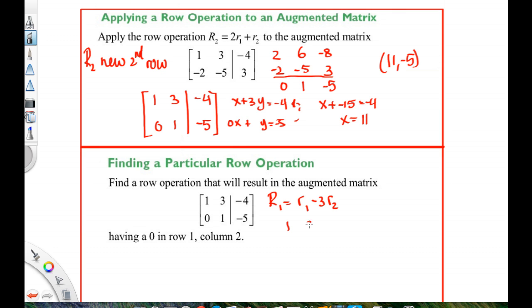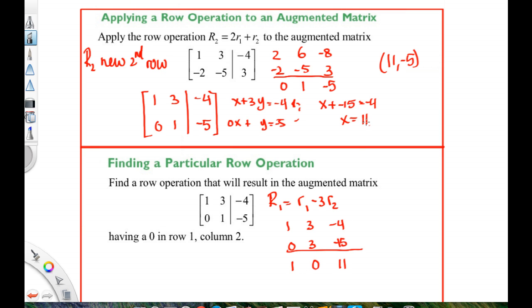So it's 1, 3, negative 4. And then we're going to do 3 times R2, which is 0, 3, and negative 15, and then we're going to subtract. So we're going to do 1 minus 0, which is 1, 3 minus 3, which is 0, and a negative 4 minus a negative 15 is 11.